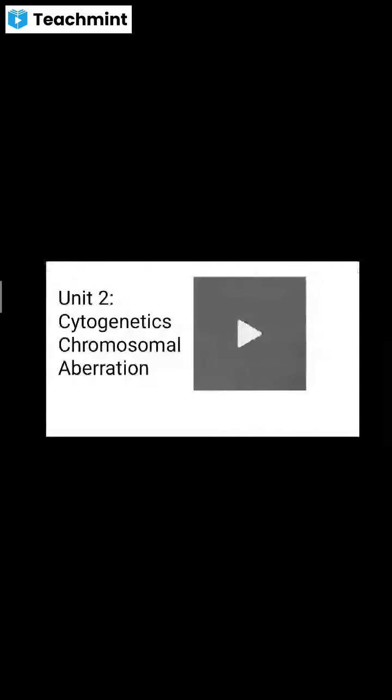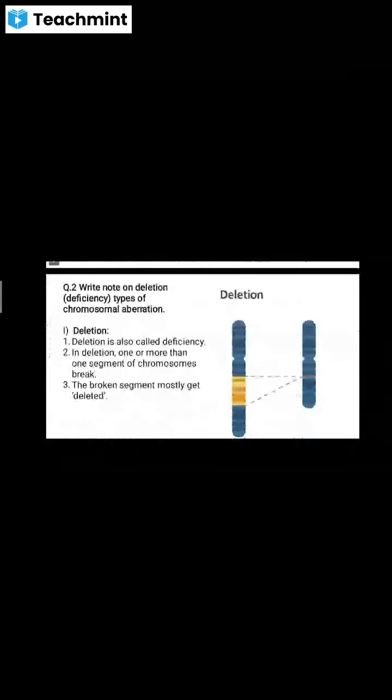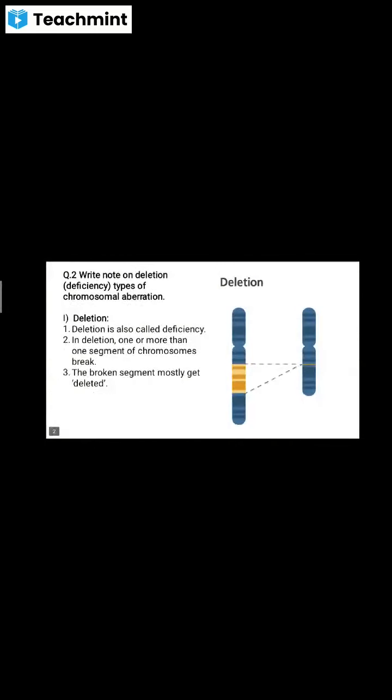Due to deletion, duplication, inversion, and translocation, different types of disorders occur in the organism. So let's discuss them one by one. First of all, we discuss in detail the deletion structural aberration. The question asked is: write a note on deletion, which is also called deficiency, a type of chromosomal aberration.